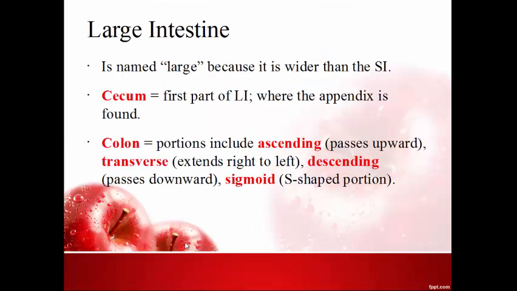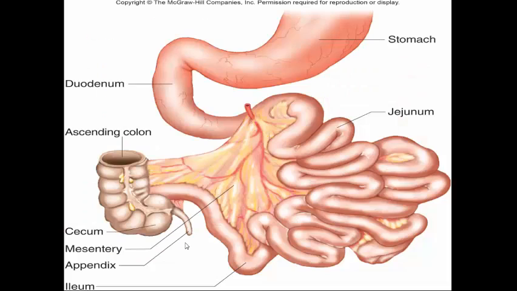Alright, the large intestine, it's only called large because it's wider than the small intestine. It's not longer at all. It is much shorter relative to the small intestine. There are various parts of the large intestine. The first part is called the cecum. This is where you'll find the appendix. So going back to this image here, where the ileum of the small intestine meets the large intestine, this first part is the cecum. And here's where you'll find the appendix, right there.